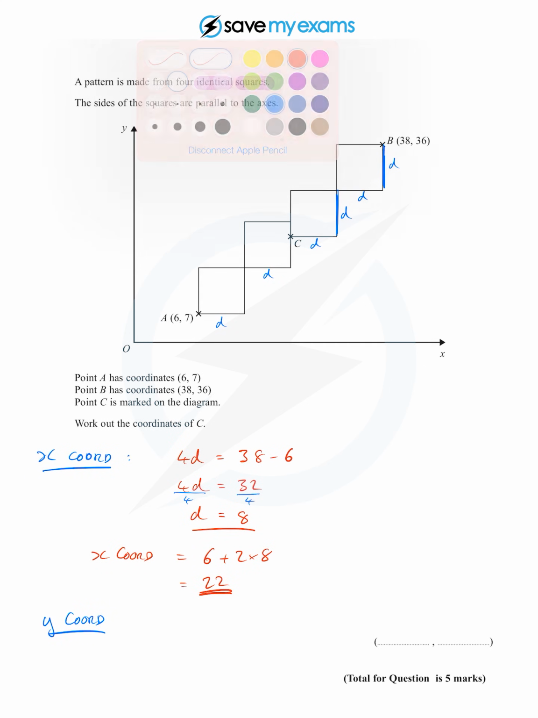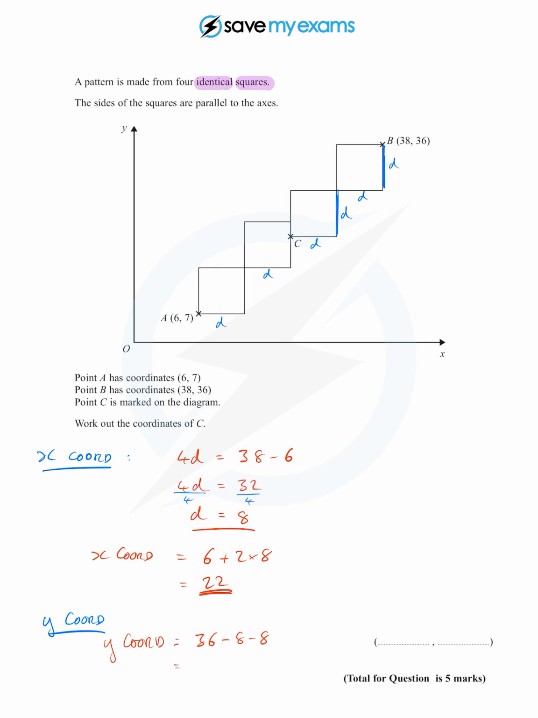So I can see the y-coordinate is going to be the y-coordinate of B, which is 36, minus 8, minus 8, or if you like, minus 16. And 36 minus 16 is 20. And so my coordinates are 22, 20, just by a little bit of sketching on the diagram, really. And that is that.